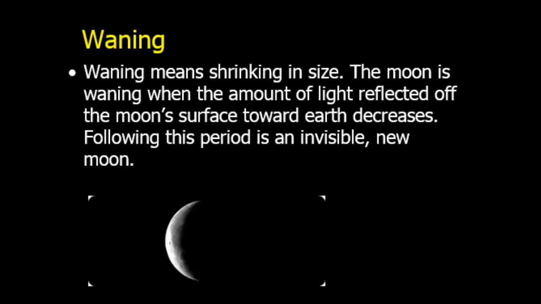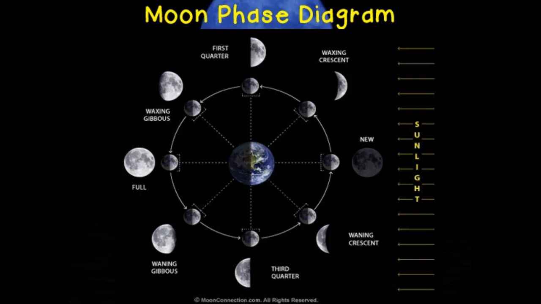Waning means shrinking in size. So the moon is waning when the amount of light reflected off the moon surface toward Earth decreases. So following this period would be your new moon. So it's going to be getting less and less until you see none of the lit up portion of the moon. And so here's a diagram that I like that shows the Earth.